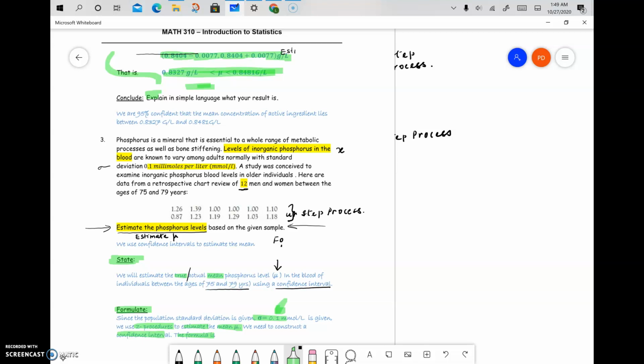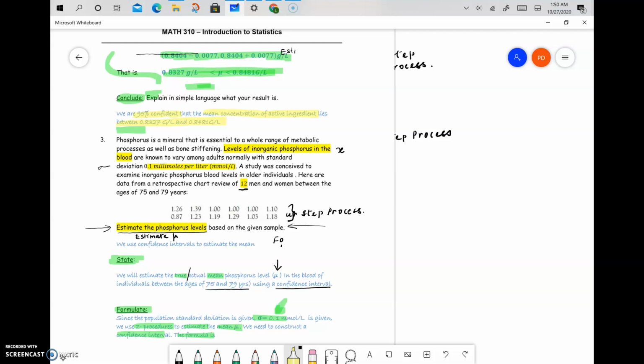So finally, we have the conclude. In simple language, we need to write down exactly what our findings are. And we have to write it very precisely, exactly the way I've presented it here. We are 95% confident. Remember, that was our confidence level. Always start with that. We are 95% confident that the mean concentration of active ingredient lies between 0.8327 grams per liter and 0.8481 grams per liter.